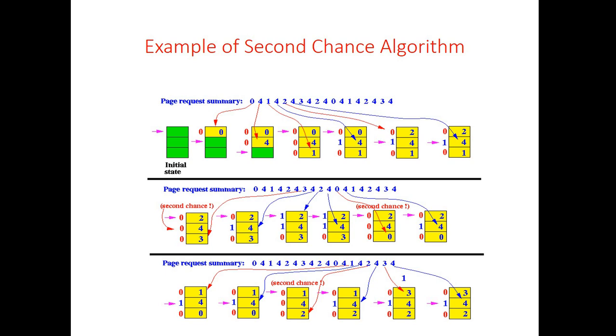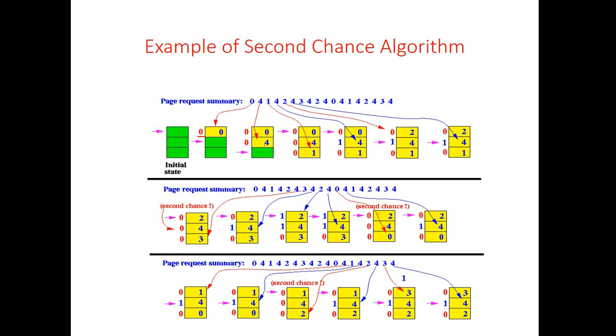Let us look at an example for the second chance algorithm. Assume that the list of pages referenced is in this order: 0, 4, 1, 4, 2, 4, and so on up to 3, 4. Assume that there are 3 frames allocated for the process. Initially 0 is the referenced page. 0 is not available in the physical memory, so a page fault occurs and 0 is loaded into the free frame. When a page is loaded into the physical memory, its reference bit is marked as 0 and stored in the page table.